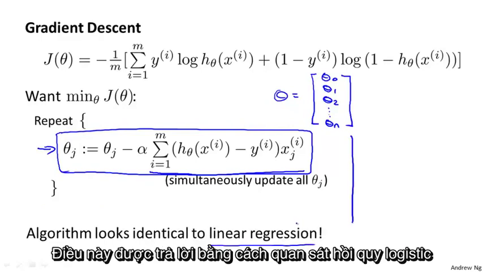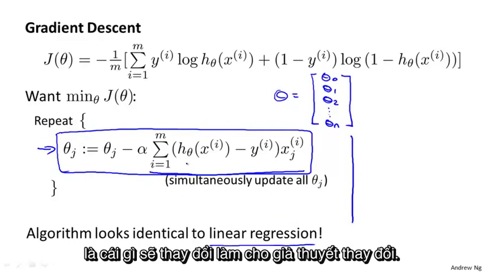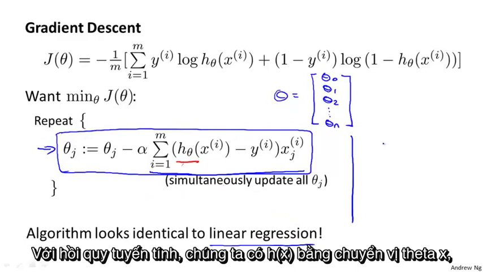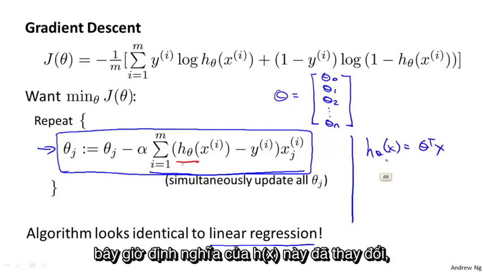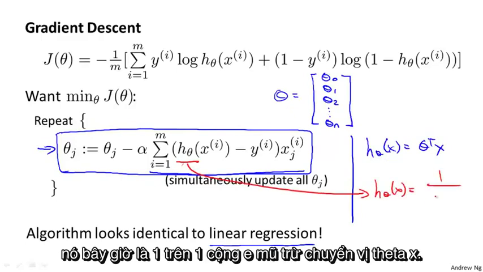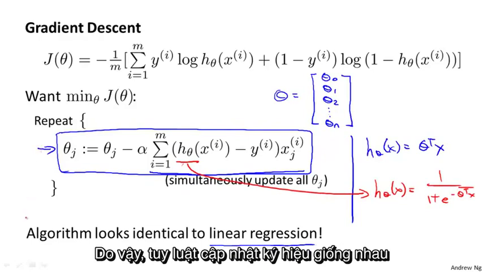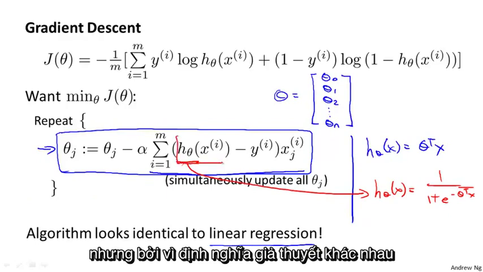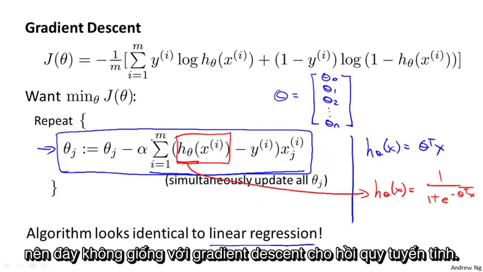Well, this is resolved by observing that for logistic regression, what has changed is the definition of the hypothesis. Whereas for linear regression we had h of x equals theta transpose x, now the definition of h of x has changed and is instead 1 over 1 plus e to the negative theta transpose x. So even though the update rule looks cosmetically identical, because the definition of the hypothesis has changed, this is not the same thing as gradient descent for linear regression.